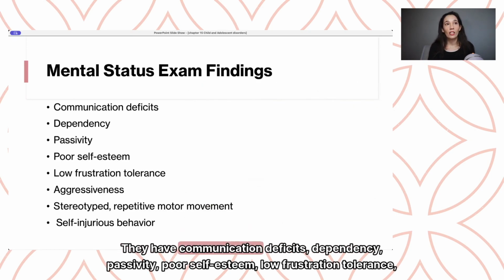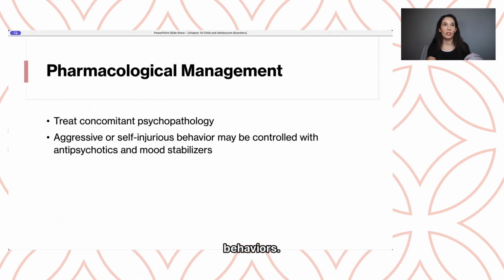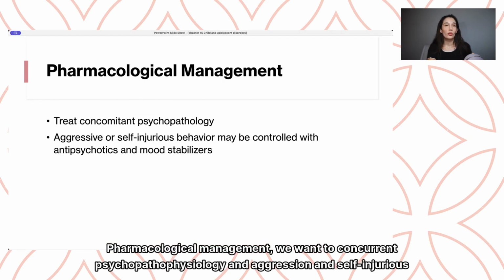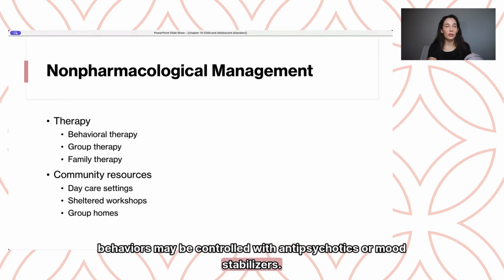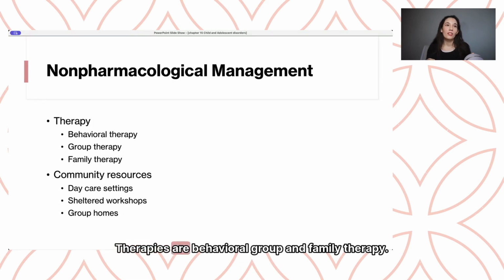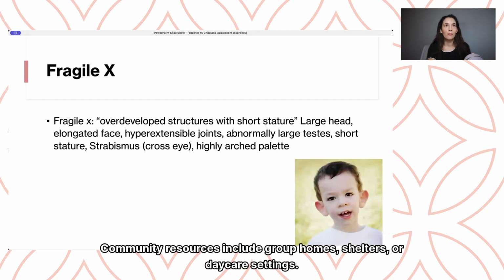They have communication deficits, dependency, passivity, poor self-esteem, low frustration tolerance. They can have aggressiveness, stereotypes, and repetitive movements, as well as self-injurious behaviors. Pharmacological management, we want to treat concurrent psychopathology, and aggression and self-injurious behaviors may be controlled with antipsychotics or mood stabilizers. Therapies are behavioral, group, and family therapy. Community resources include group homes, shelters, or daycare settings.